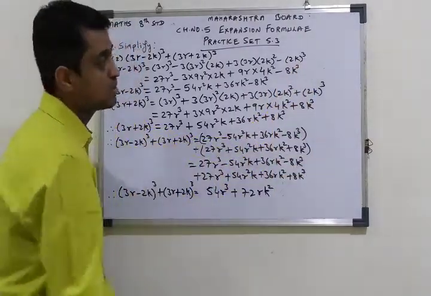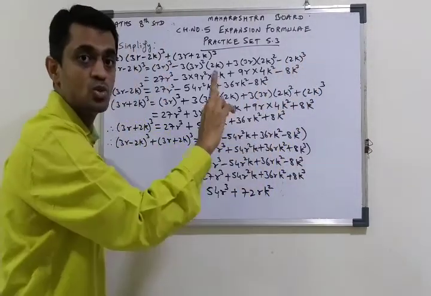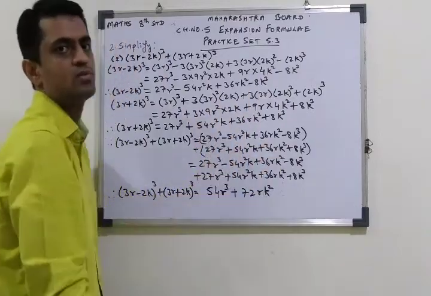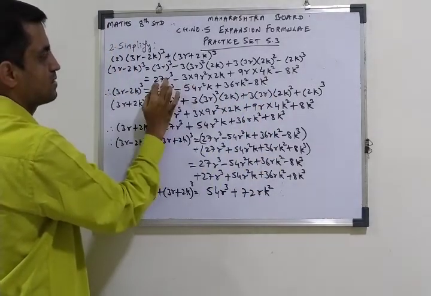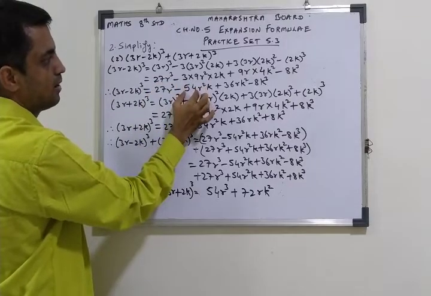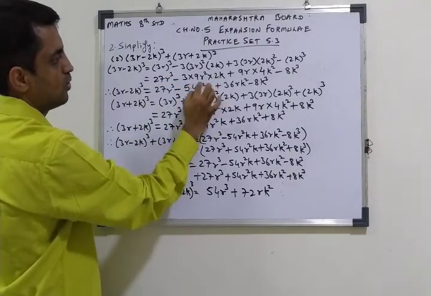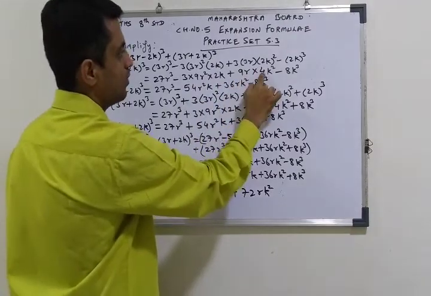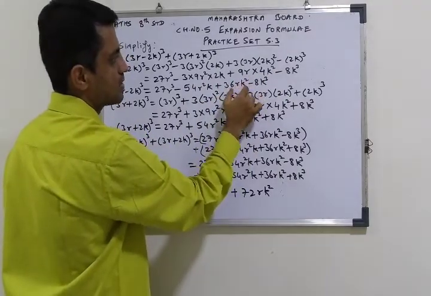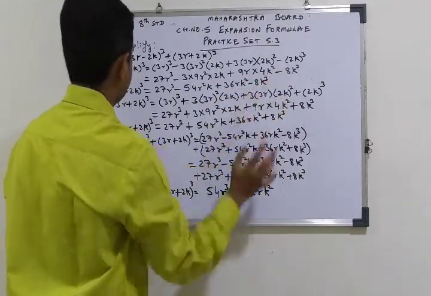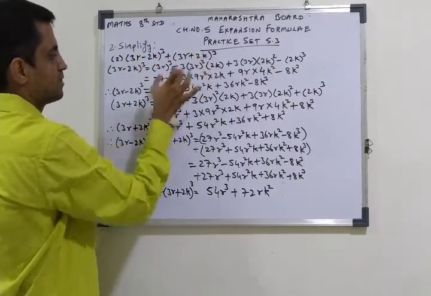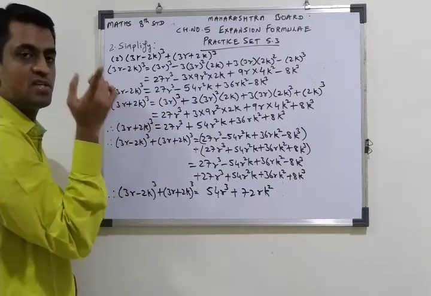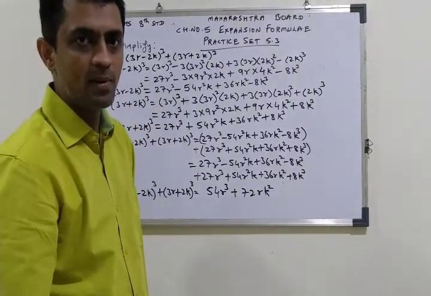cube. Please don't do 3 2s are 6, it is 2 cube. 2 2s are 4, 4 2s are 8. Similarly here, this we have written as the final answer. 9 3s are 27, 27 into 2, 54. 9 4s are 36, r k square minus 8k cube. So this we got about this. Now we take this part. Here which formula will we use? A plus b the whole cube.